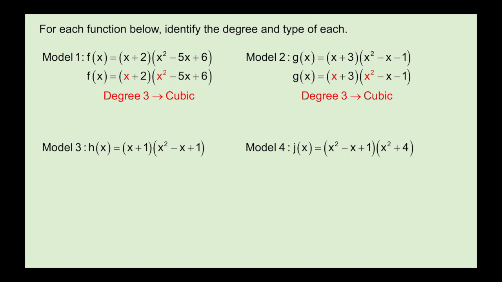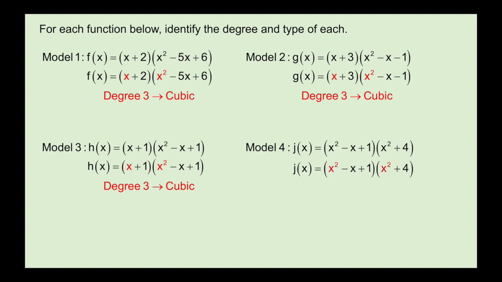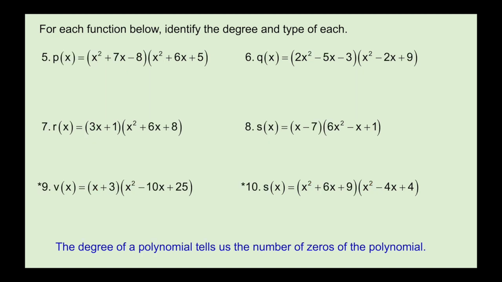And in example 3, again, we have an x and an x squared multiplying together to give us x to the third, which will give us a degree of 3, and that's going to be cubic. And then in model 4, we're taking x squared and multiplying it by x squared. And when we do that, we get x to the fourth, which is going to give us a degree of 4, and we call that quartic. So do the same for examples 5 through 10.